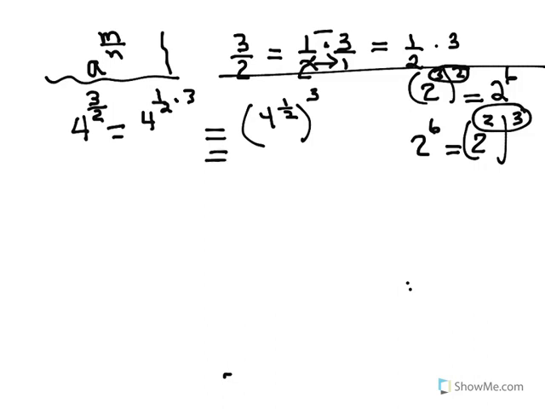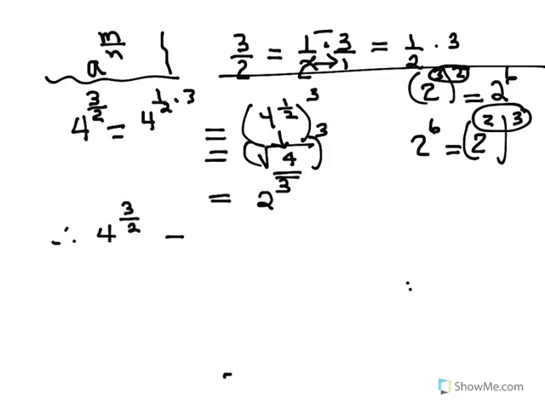Well, I know what 4 to the 1/2 is. 4 to the 1/2 is the square root of 4, and this is to the third power. And I know that the square root of 4 is equal to 2. So, to evaluate 4 to the 3/2, let me just see what we got. 4 to the 3/2 is equal to 2 to the third, which is equal to 8.